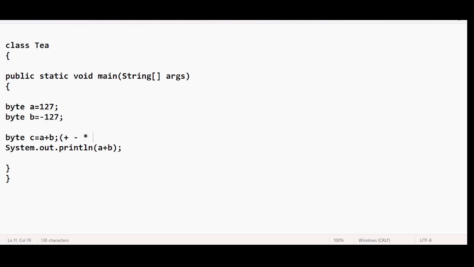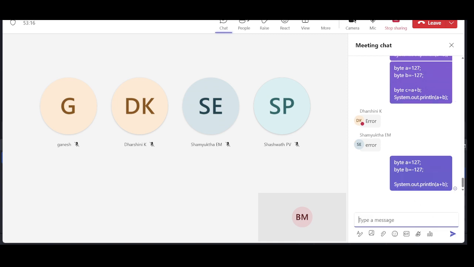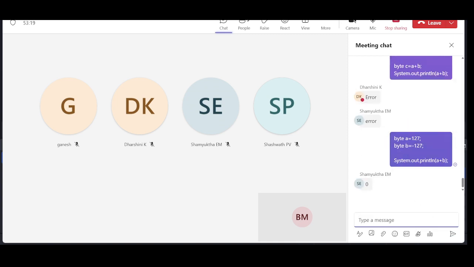So to get this done, I have an option. Instead of doing like this, if I remove this, now what will be the answer? Zero. Exactly. This is possible. Internally, System.out.println is going to convert this to integer data type, then it will perform the evaluation. This System.out.println statement will take care of doing the conversion.